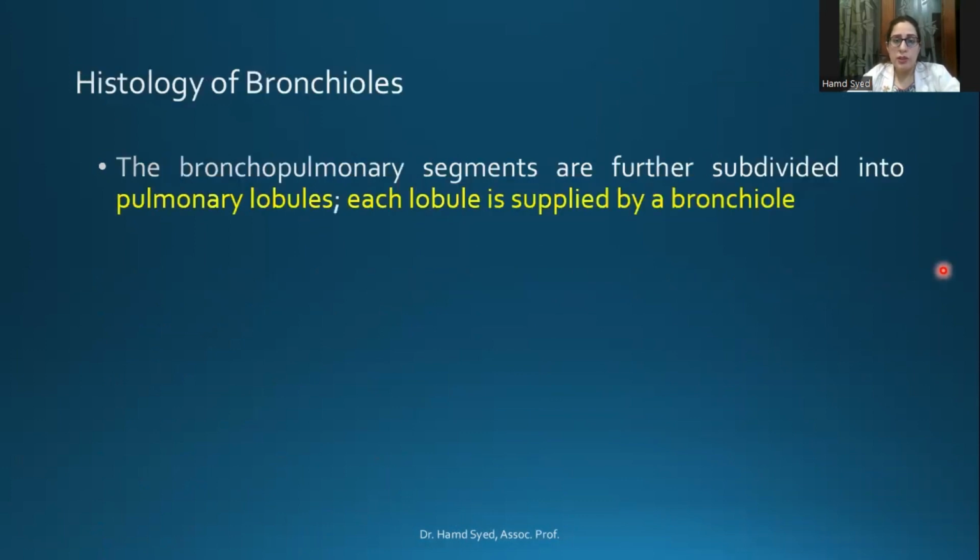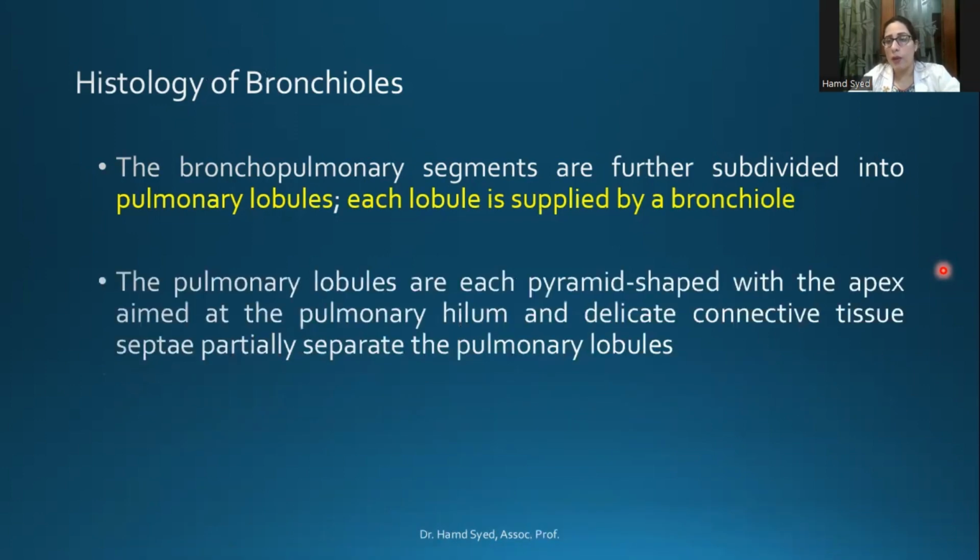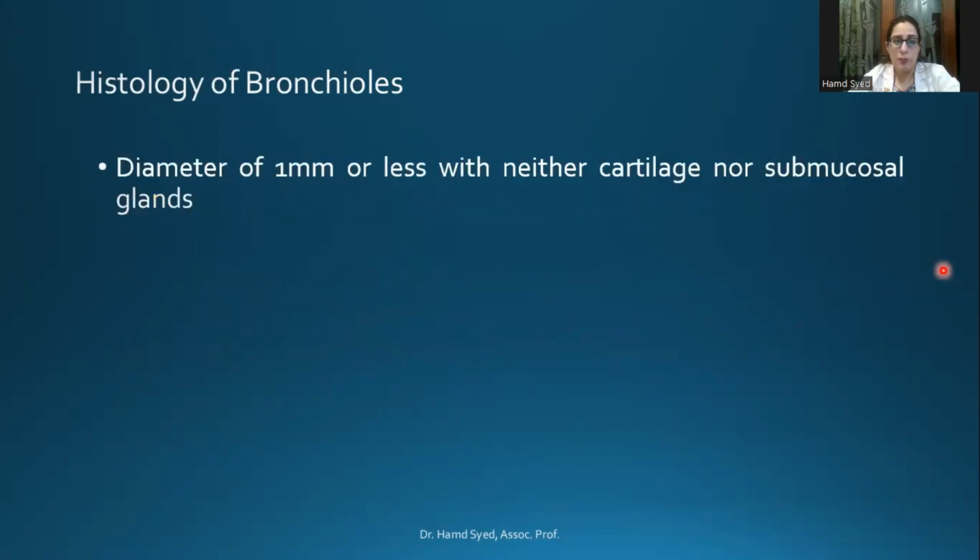And the bronchopulmonary segments are further subdivided into pulmonary lobules. As I showed you in the previous diagram, each lobule is the part which is supplied by a bronchiole. And the lobules are pyramid shaped with their apex directed towards the hilum of the lungs, and delicate connective tissue septa are partially present to separate the pulmonary lobules.